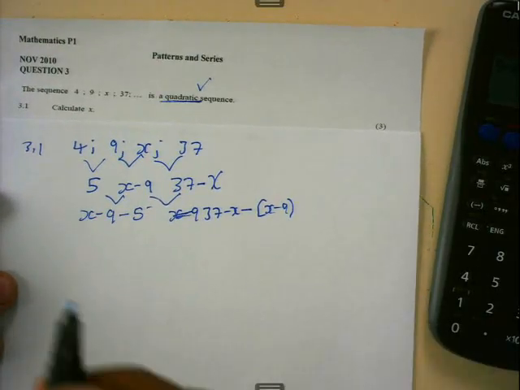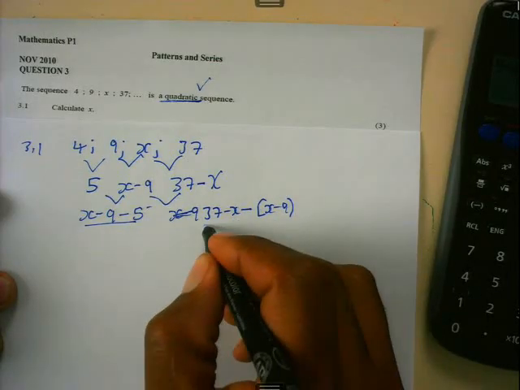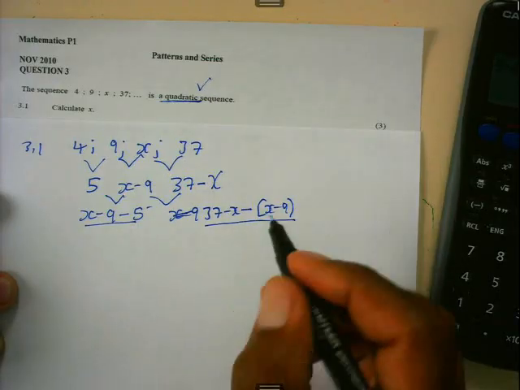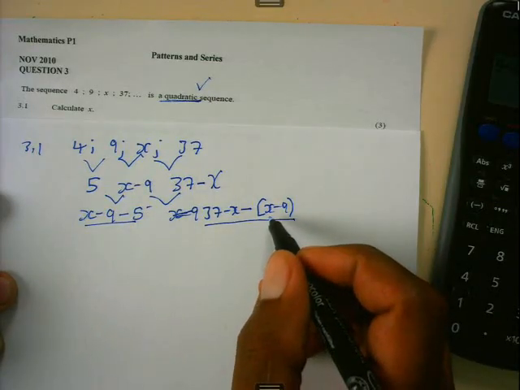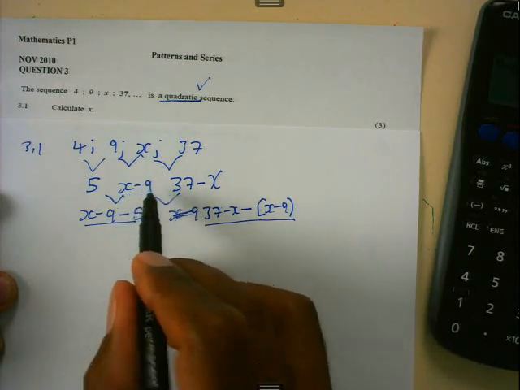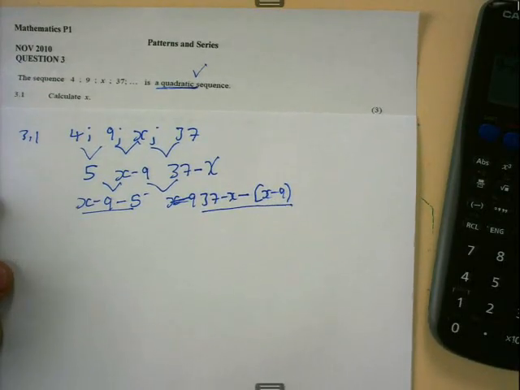Of course, now look at the second difference. We have (x minus 9) minus 5 and also 37 minus x minus (x minus 9). Why do I put this inside the brackets? Very important, boys and girls, because now we have two terms here. It means these two terms, we must multiply them with the negative sign.